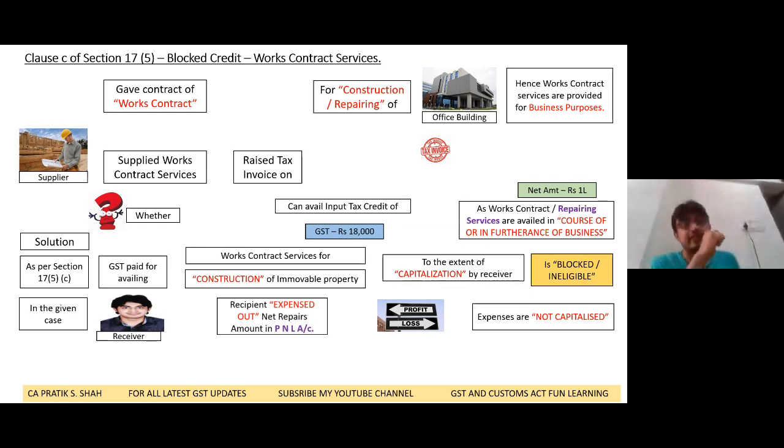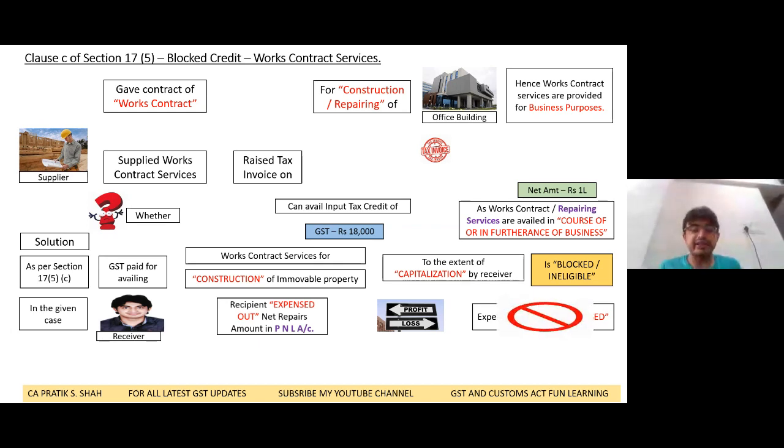So this is the second exception. So works contract service, if I capitalize the net amount, whatever GST I have paid, I cannot take the ITC. But if I take works contract services and I debit the net amount in my profit and loss account, whatever GST I have paid, I can take the ITC. Clear? So this was a certain portion of 17.5.